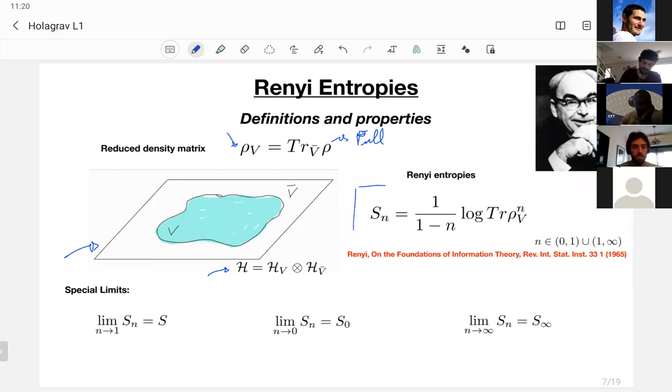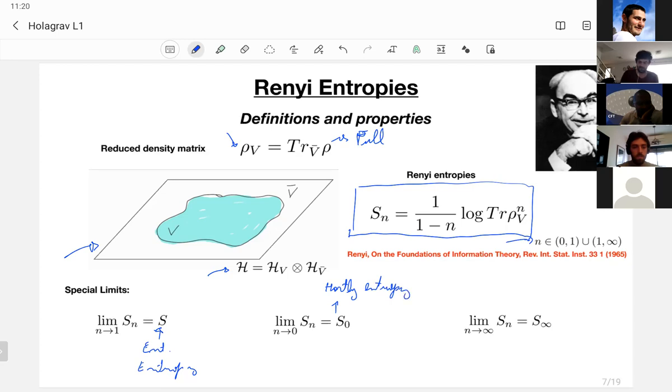This is the definition of the Renyi entropies that was proposed by Renyi many years ago, for n in the range between 0 and 1 and between 1 and infinity. Some special limits: when n goes to 1, you have the entanglement entropy. There are more special limits when n goes to 0. This is called, in quantum information, Hartley entropy, or max entropy. And the opposite limit, when n goes to infinity, is called min entropy. This has some useful properties in quantum information theory.